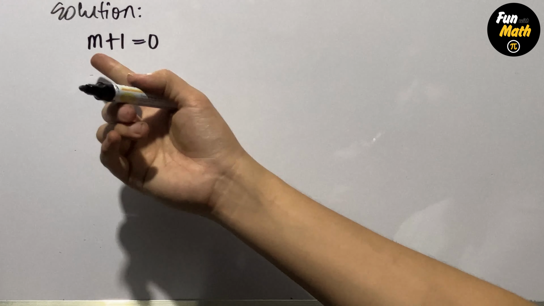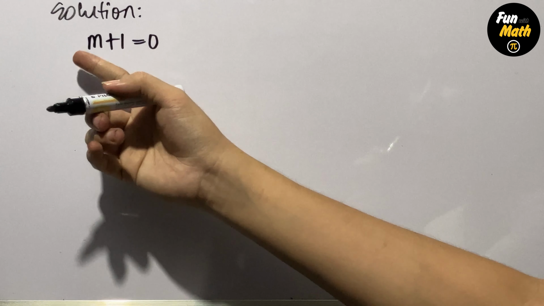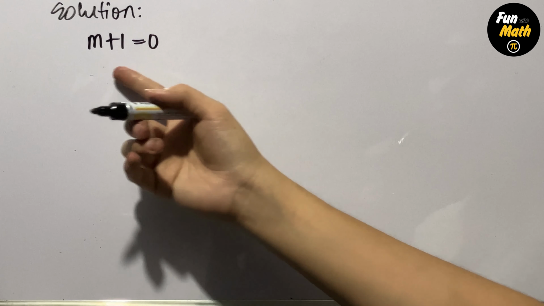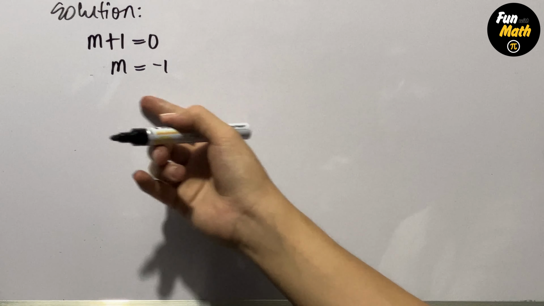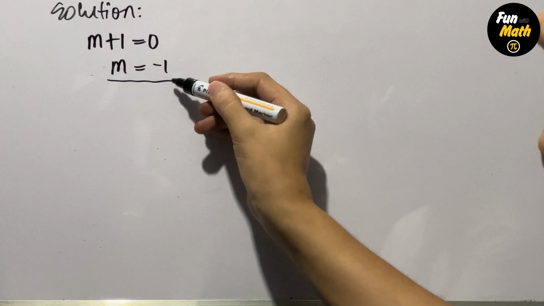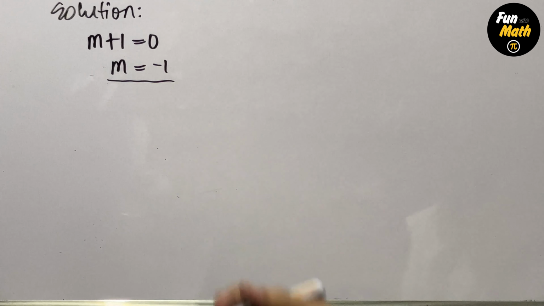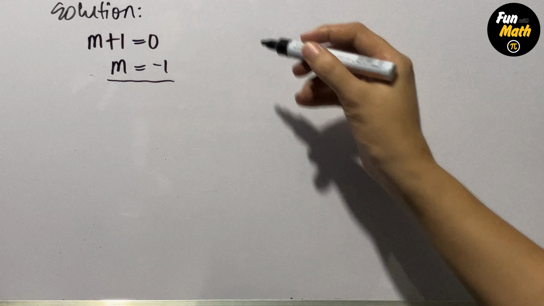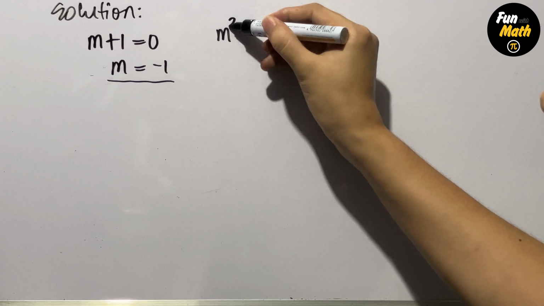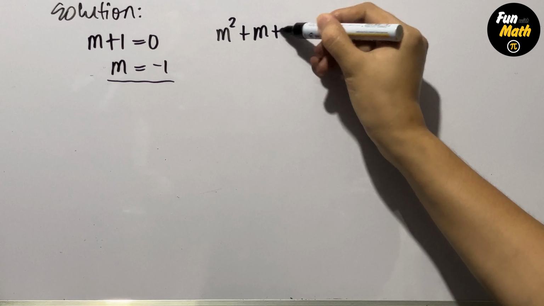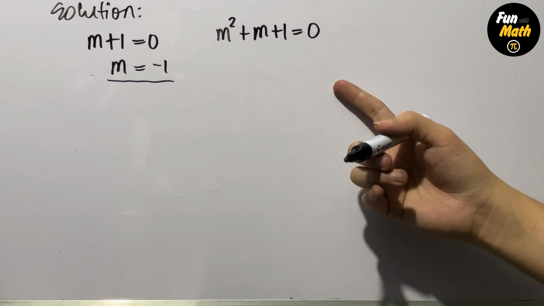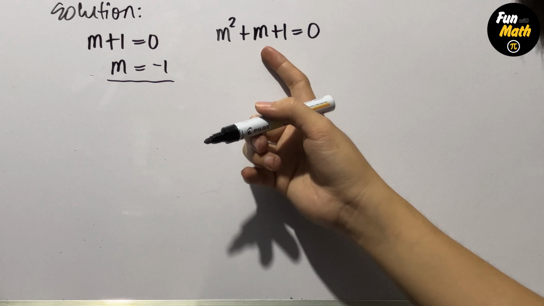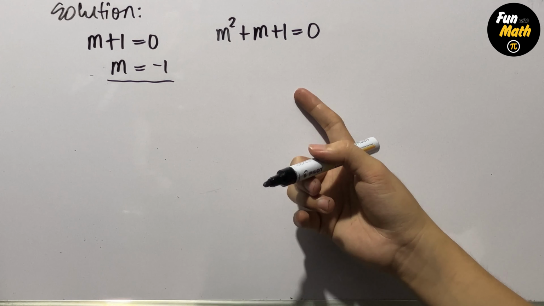Now, let's solve for our first equation. We have m plus 1 is equal to 0. And this is m is equal to negative 1. So this is our first value of m, which is negative 1. Another equation is we have m squared plus m plus 1 equals 0. So this is a quadratic equation. To get the values of m, we can use the quadratic formula.